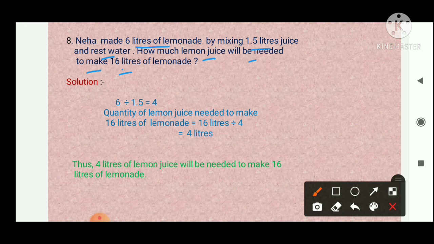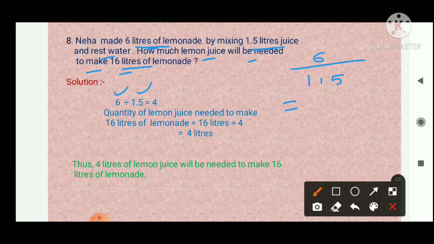So to make 16 liters of lemonade, here first we have to find out the quantity of lemonade that can be made for 1 liter of lemon juice. So how to find it? By dividing 6 by 1.5. So see student, here we divide 6 by 1.5.